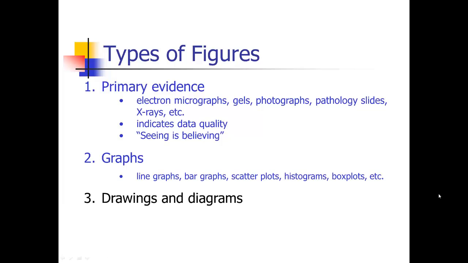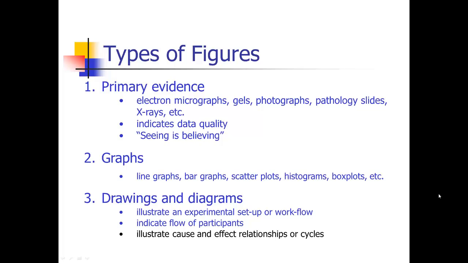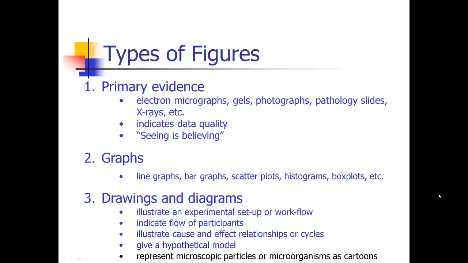And then finally, there are drawings and diagrams, and these are probably underused in the scientific literature. These have some really nice purposes. You can use them to illustrate the experimental setup or the workflow, or to indicate the flow of participants. Sometimes rather than writing a whole paragraph in your methods section, you might be able to put that into a nice little drawing or diagram, and that's much easier on the reader. Or sometimes it's nice for illustrating an idea about a cause and effect cycle, or cause and effect relationships, or a model. You can put that in a little diagram. That can be really helpful in tying together the concepts for your reader. And sometimes people like to represent microorganisms and microparticles as little cartoons, and that can be nice to give your reader a visual of something they otherwise couldn't see. So I'll go through each of these in turn.